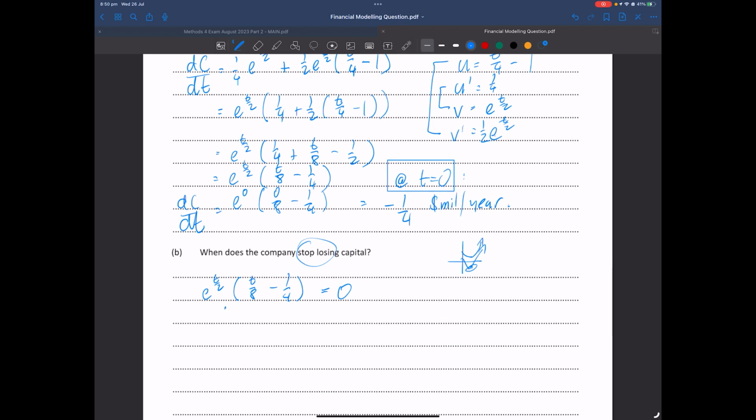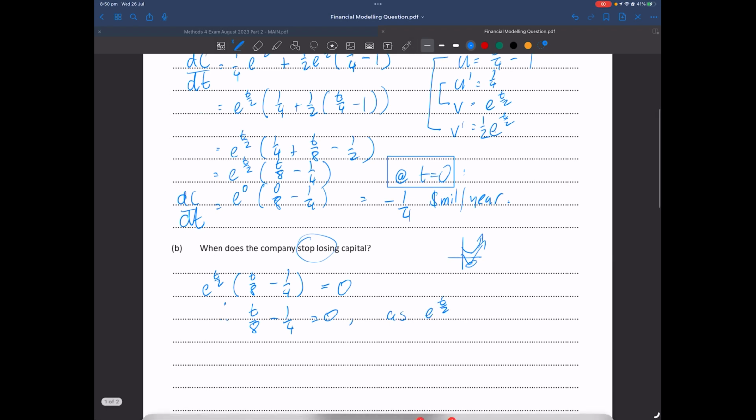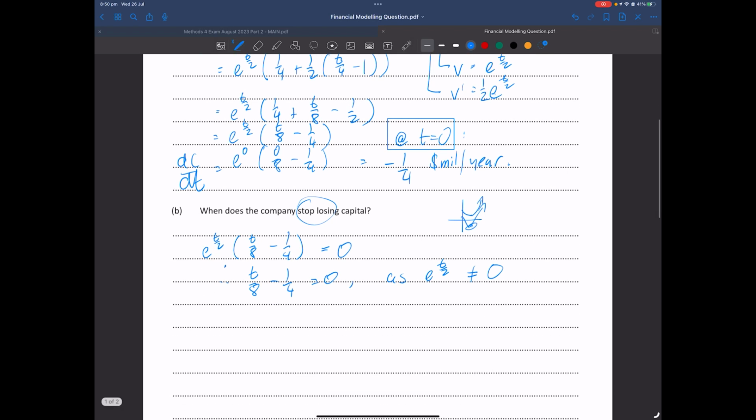Where we go from there is, because I've already got it in product form, believe it or not, we can just go straight to t over 8 minus a quarter is equal to 0, as e to the power of t over 2 is never equal to 0. We know that. There's no number that we can put in for t to get e to the power of t over 2 equal to 0. So I'm just using the null factor, which I'm now going to solve quite handily.